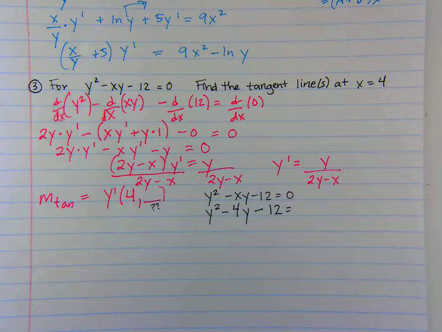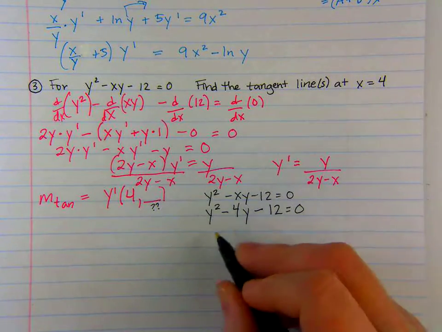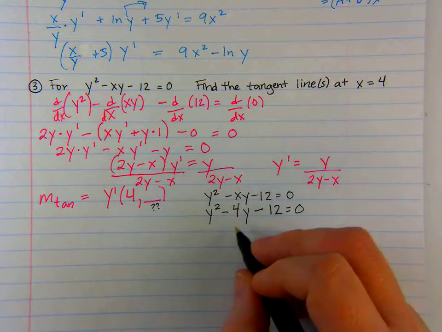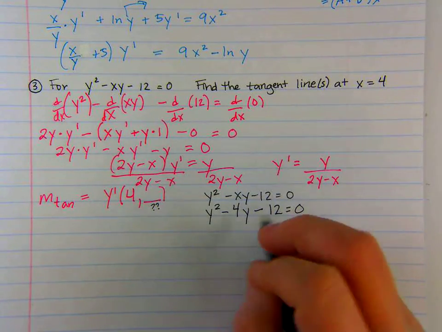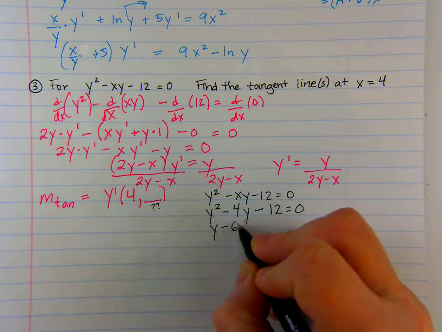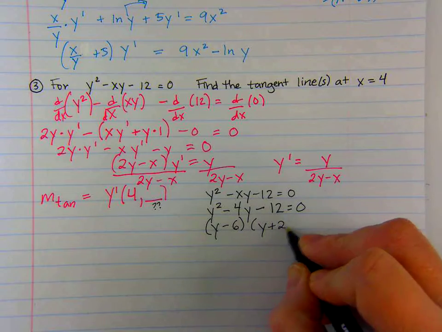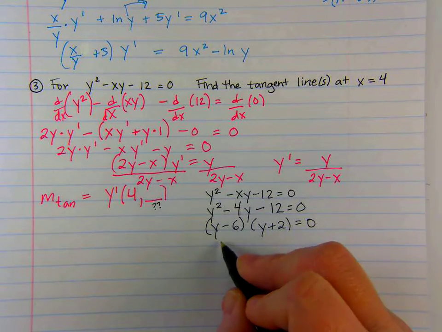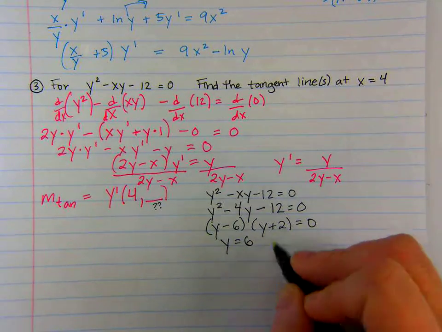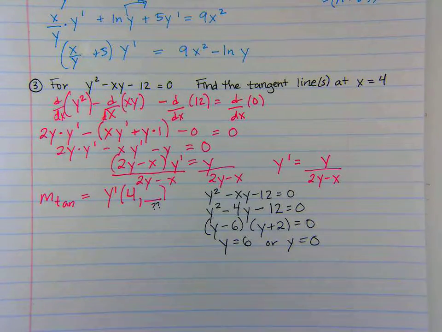Oh, I should have plugged that in to start with. Let's see. Hang on. I messed something up somewhere. No, that's right. I'm going to solve here. I got a quadratic. Okay. Thought I had messed something up here for a minute. So we need to solve this equation. This factors as negative 6 positive 2. So you get y equals 6 or y equals 0.